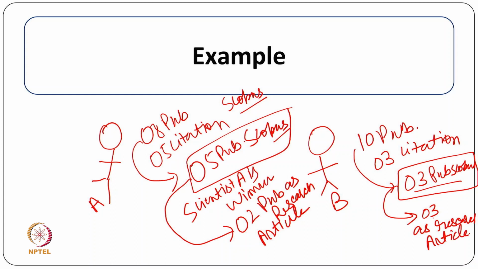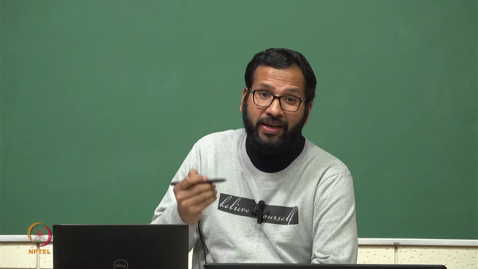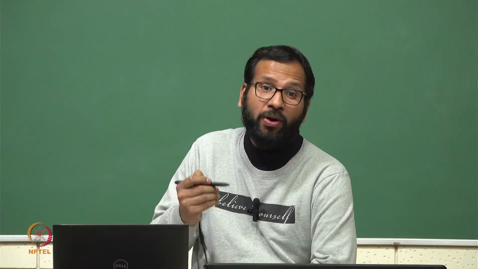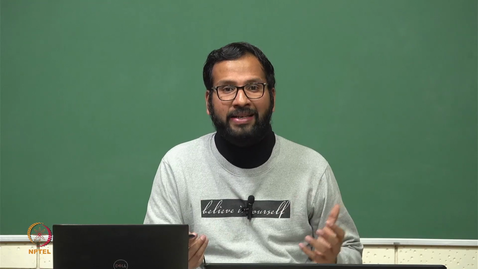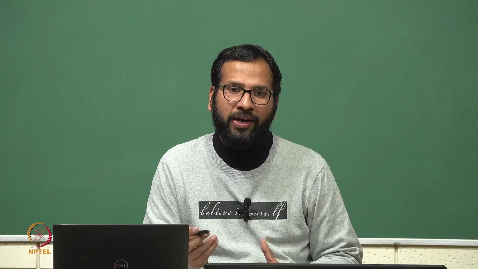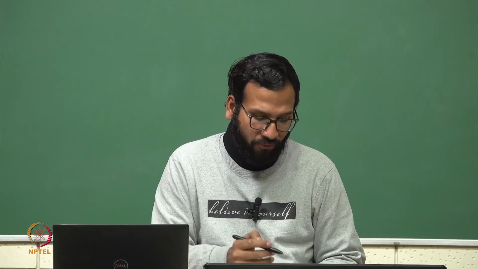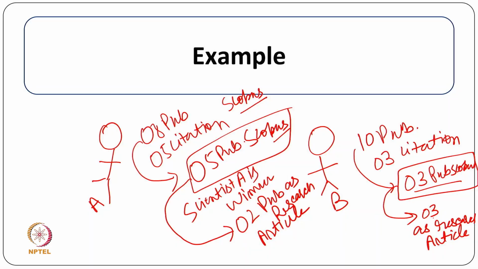Now, if you are doing the analysis considering the Scopus database, and you are assessing only the research article, like the ranking agencies used to do, okay. The ranking agency does not consider all kinds of document types. So if you are focusing only on the research article, then in this case, scientist A has 2 publications and scientist B has 3 publications as research article in Scopus. Now, in this case, scientist B will be the winner.